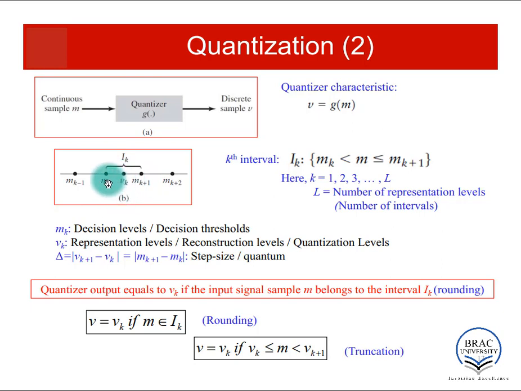So if a sample falls between 3.5 delta and 4.5 delta, we will quantize it to 4 delta by the rounding method. So m_k are decision levels or decision thresholds, and v_k are representation levels or quantization levels. One obvious thing is that the difference between two consecutive decision levels or two consecutive quantization levels is always equal, and this is called delta or step size.